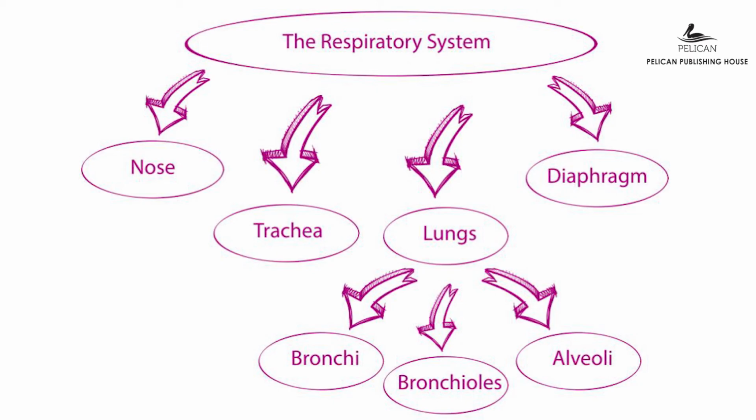The respiratory system consists of the nose, trachea, lungs, and diaphragm. The lungs have 3 parts: the bronchi, the bronchioles, and the alveoli.